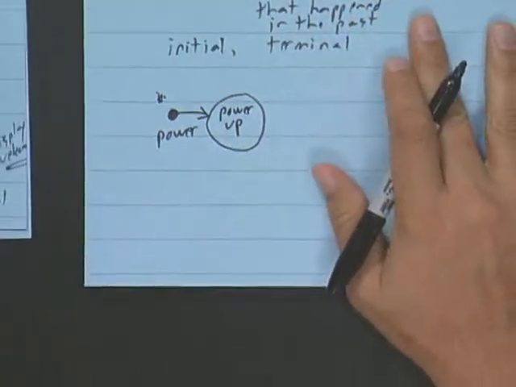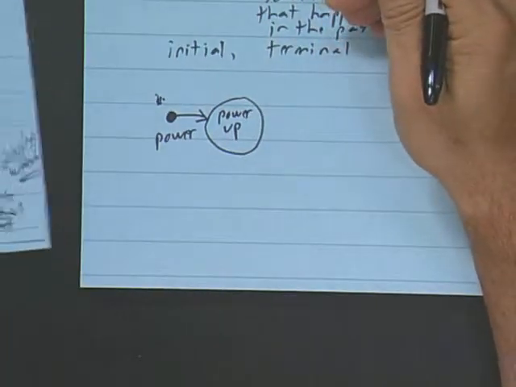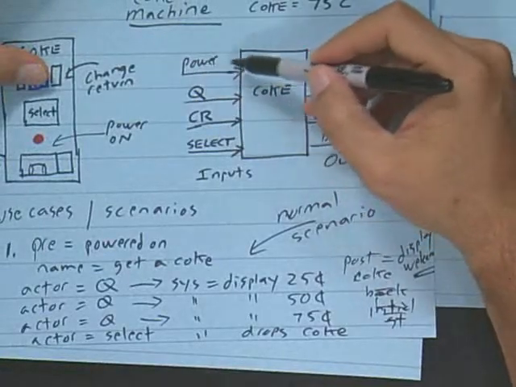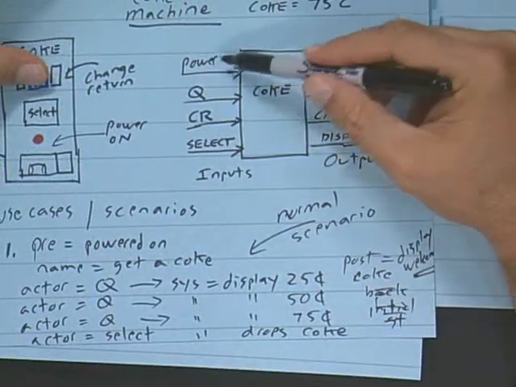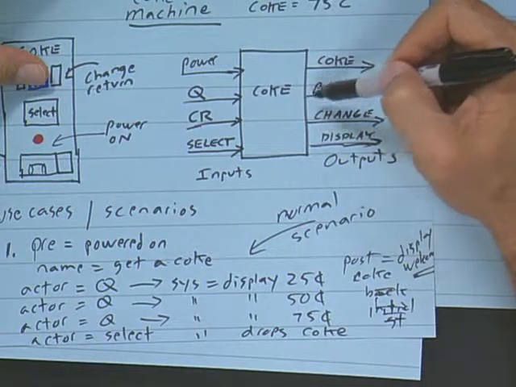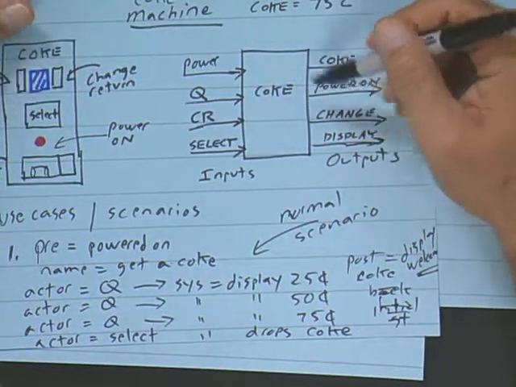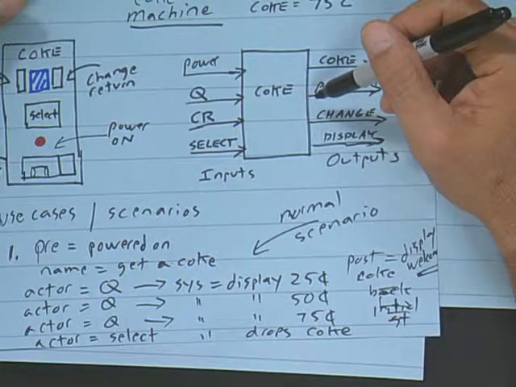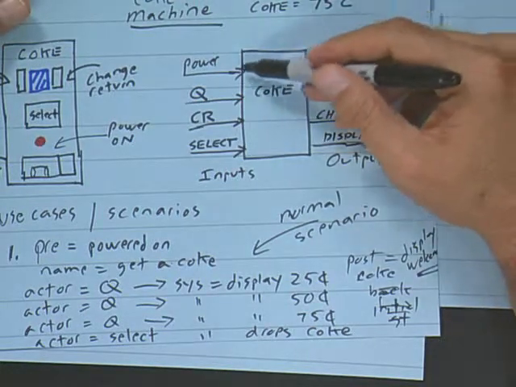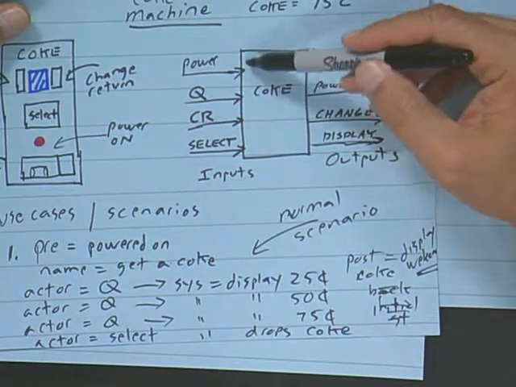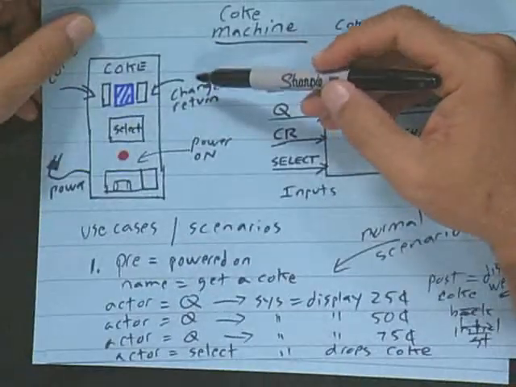Okay, and if you go back to the boundary diagram, this power input is what stimulates the system to get to the initial state. Now, does it cause any outputs? Does this power on cause any outputs? Well, yeah, it does. What happens when you plug this thing into the wall? Two things happen.